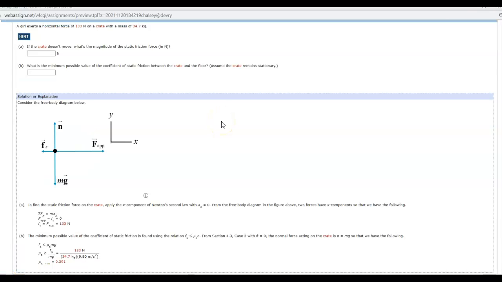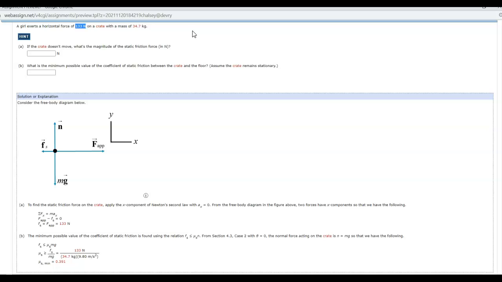Okay, here a girl exerts a horizontal force of 133 newtons on a crate with a mass of 34.7 kilograms. If the crate doesn't move, what's the magnitude of the static friction in newtons? And that's the easy one to answer. It's going to be 133 newtons. The static friction being applied, if it's not moving, is 133 newtons.